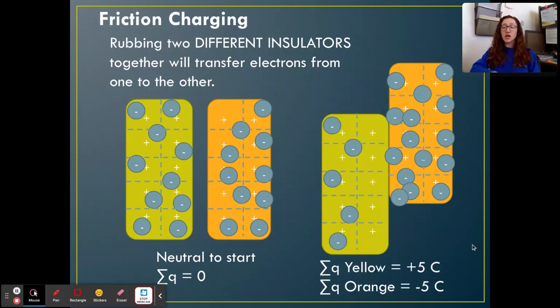Okay, so the charge of it says yellow, but this would be green. The green one is positive 5 coulombs because we have 5 more protons than we do electrons. And the charge of the orange one is negative 5 coulombs because we have 5 more electrons than we do protons. If we add these together, we see that positive 5 minus 5 equals 0. So we still obeyed the law of conservation of charge, and the whole system is still electrically neutral.